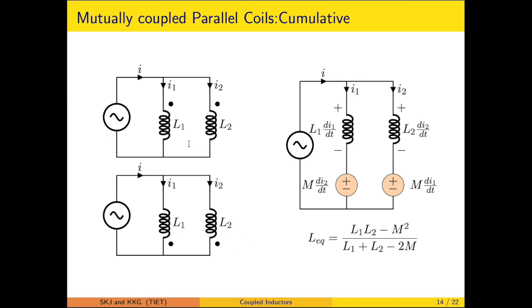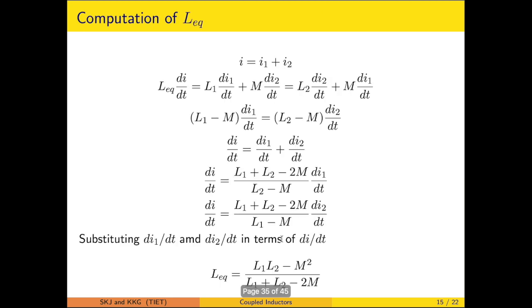And when the current is entering the dotted terminal, the induced EMF in the other coil will be such that the dotted terminal will be marked positive, so the upper terminal will be marked positive. Similarly for the second coil, this is marked positive. We calculate the net equivalent inductance likewise, which comes out to be (L1 L2 minus M square) upon (L1 plus L2 minus 2M). How is this derived? This is explained here.